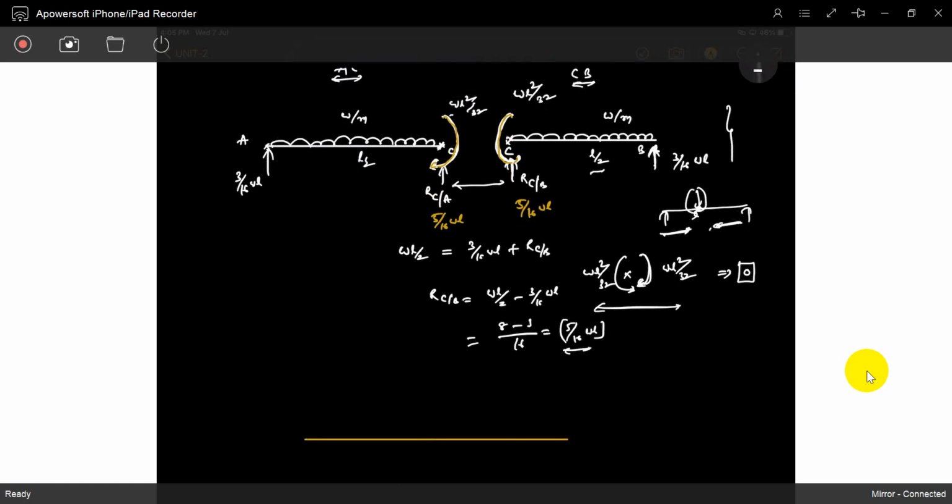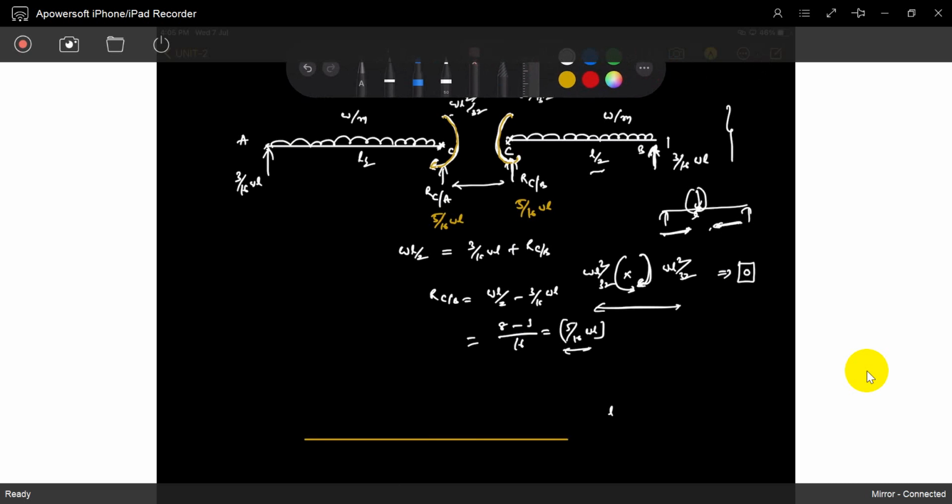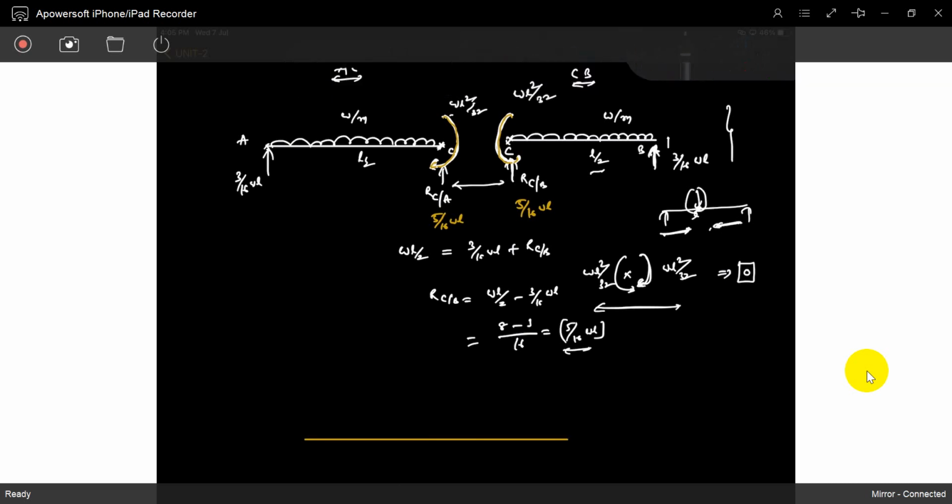At B it is 3 by 16. Later on it will go up to C. See, WL by 2 will come, na? WL by 2 will come. So 3 by 16 in this direction. You may get confused, so you have an idea to write it on the downside. Okay, 3 by 16 WL.